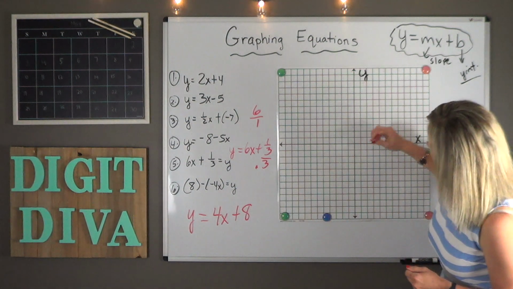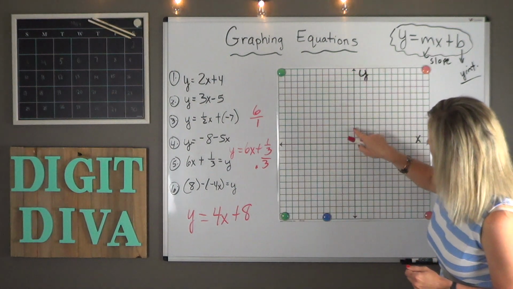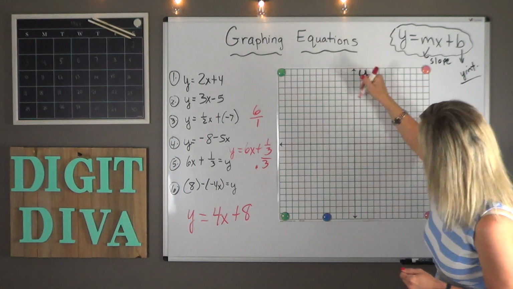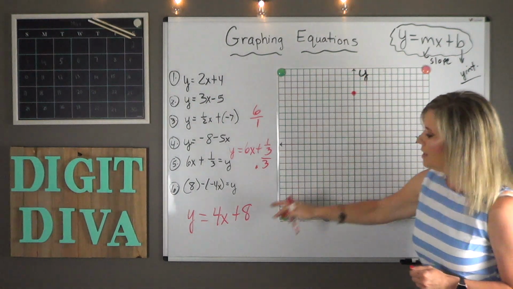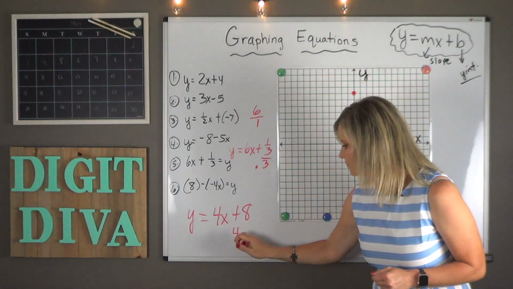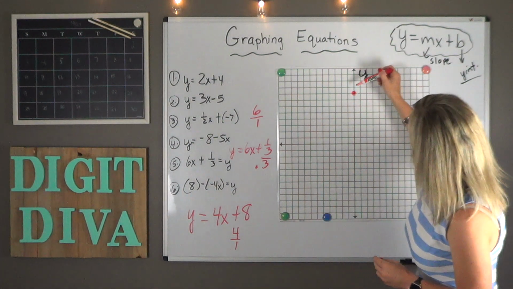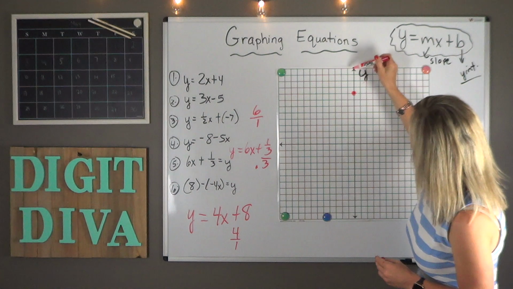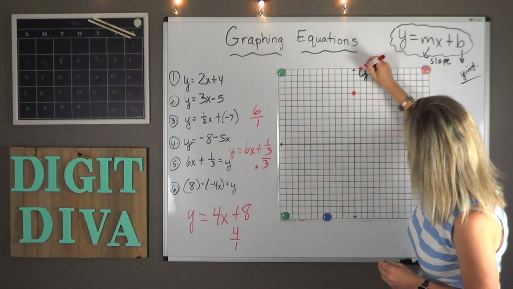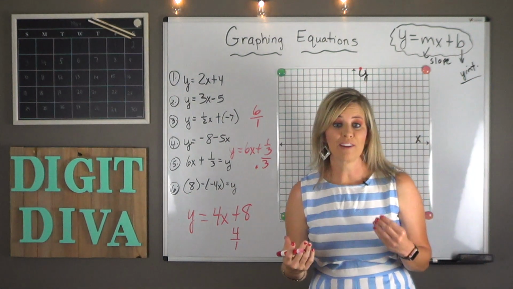So I would come up to 8 on the y-axis. 1, 2, 3, 4, 5, 6, 7, 8. Put my point there. My slope is 4 over 1. Slope should always be written as a fraction. And when I go up 4 units, 1, 2, 3, 4, and I go over 1, I almost ran out of room on my graph.